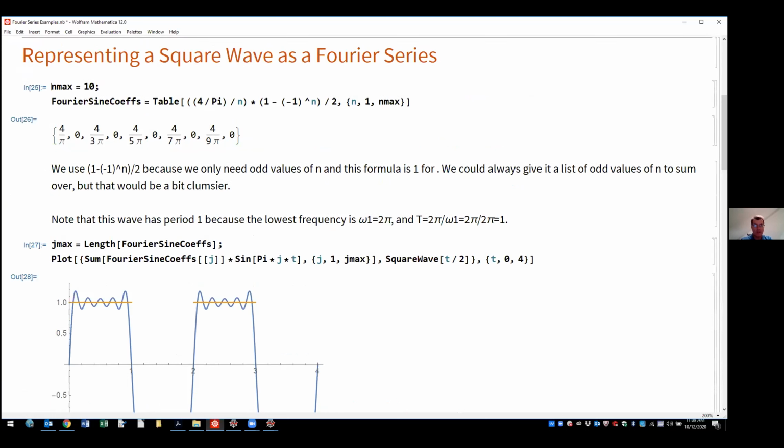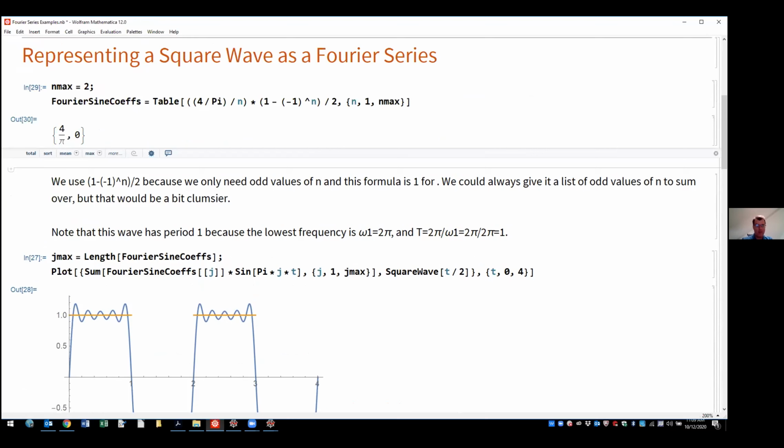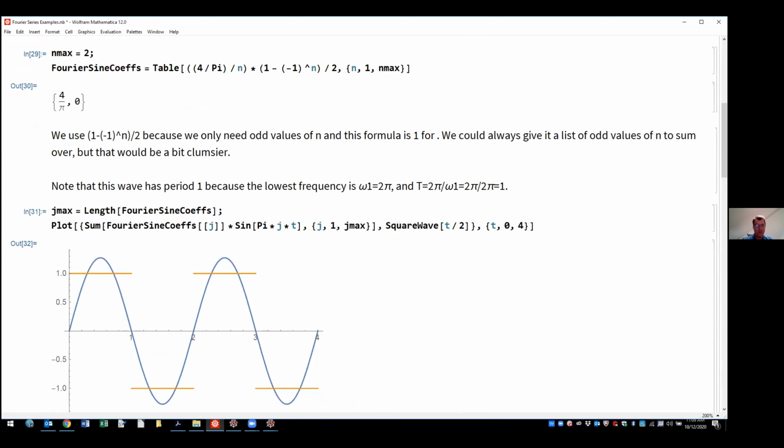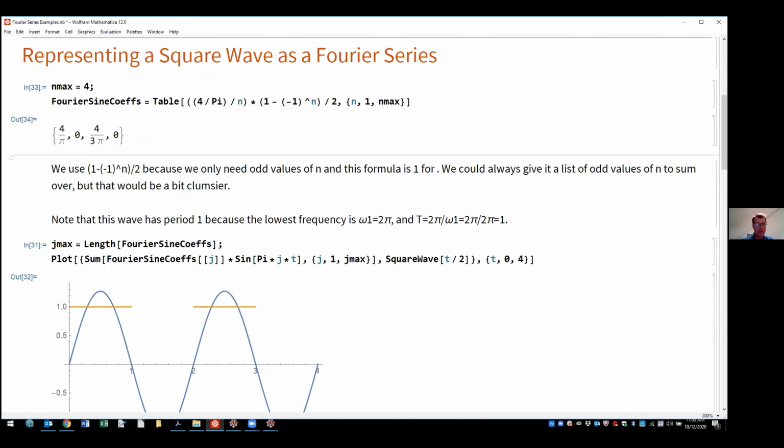So let's play with this. All right, let's start with n max equals 2. If n max equals 2, well, we've got our square wave, and we just have a single sine wave. You might be saying, well, we went out to 2. Yeah, we went out to 2, except that only half of these have non-zero coefficients. So effectively, we've just got one sine wave. And we see that it's definitely following a pattern similar to the square wave, but it's not matching up very well.